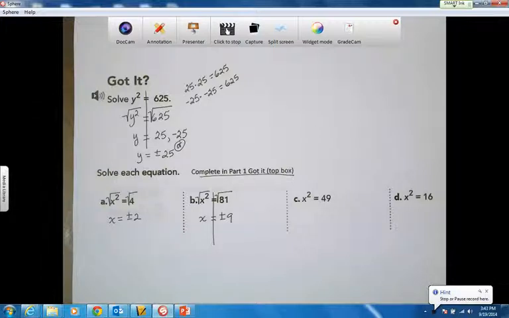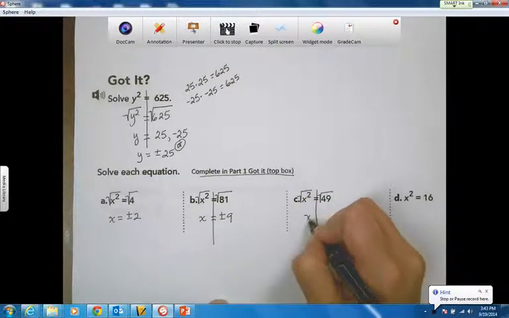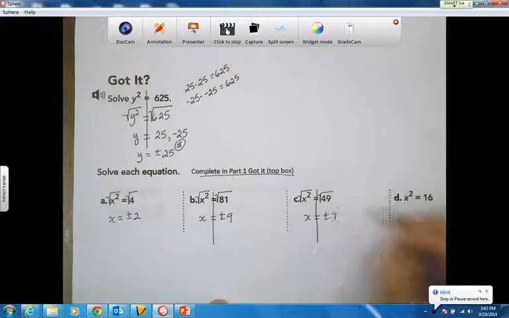All right, so let's go ahead and work C now. So again, I'm going to take the square root of both sides. So this is x equals plus or minus 7. Okay, go ahead and try letter D, so pause.